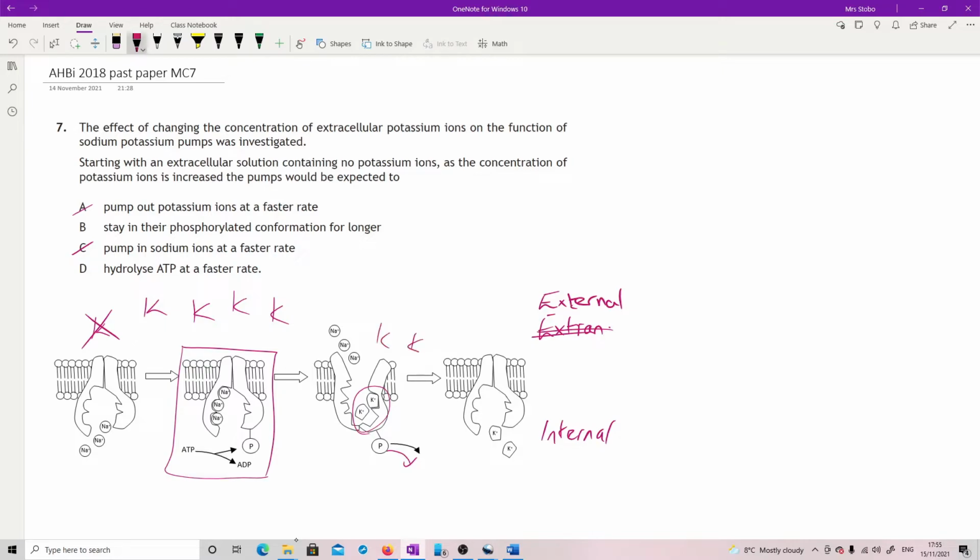So the more potassium I have available to do this binding, the quicker it's going to do that. So what we're going to get is hydrolyzing ATP faster. Otherwise it would just be stuck waiting for potassiums to click in, which is what we have for B. Okay.